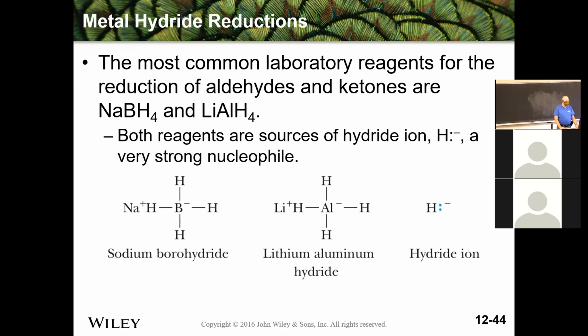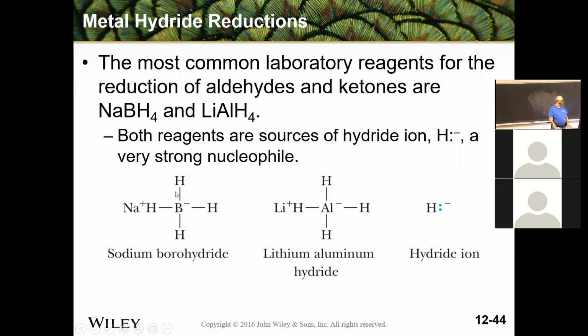Okay, most commonly though, if you're reducing aldehydes or ketones to alcohols in the laboratory, instead of hydrogenation, more commonly we'll use these reducing agents, sodium borohydride, NaBH4, or lithium aluminum hydride, LiAlH4.